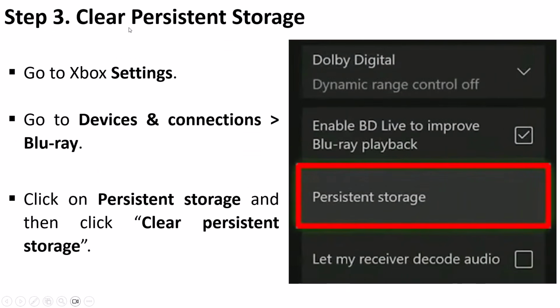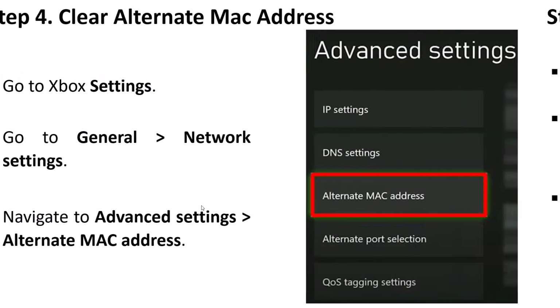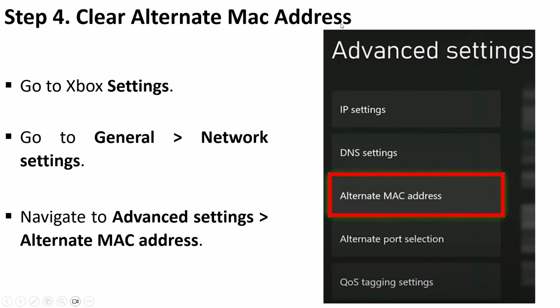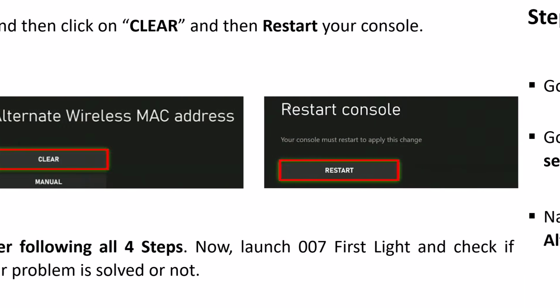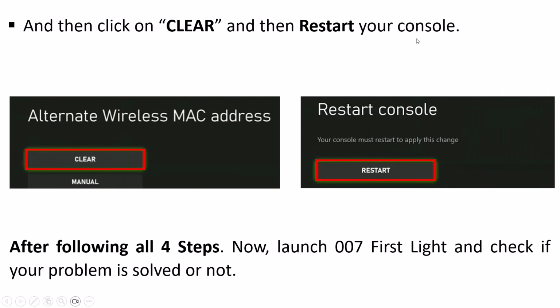Step 3 is to clear persistent storage. Go to Xbox settings, go to Devices and connections, Blu-ray. Click on Persistent storage and then click on Clear persistent storage. Now if you don't see this persistent storage feature in your Xbox console, then skip this step. Step 4 is to clear alternate MAC address. Go to Xbox settings, go to General, Network settings, navigate to Advanced settings, Alternate MAC address and then click on Clear and then restart your console.